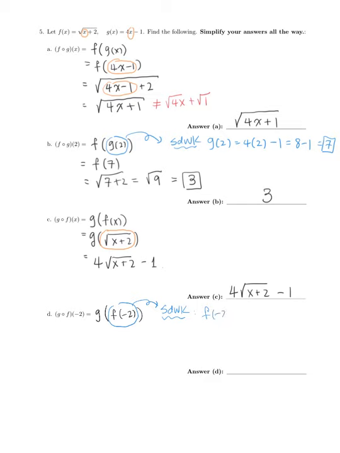So f of negative 2, so that's going to be the square root of negative 2 plus 2, which is square root of 0, which is 0. All right, so now this problem boils down to g of 0. Now, let's just look at function g and replace x with the 0. Then here you're going to have 4 times 0 and then minus 1. So this is 0 minus 1, which is negative 1. So that's going to be our answer.